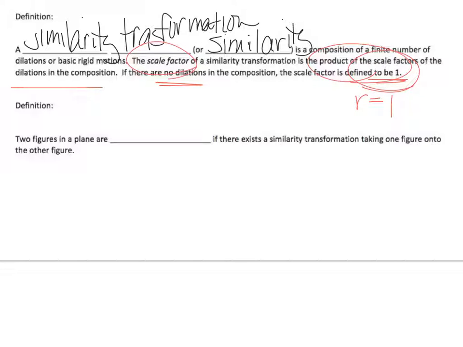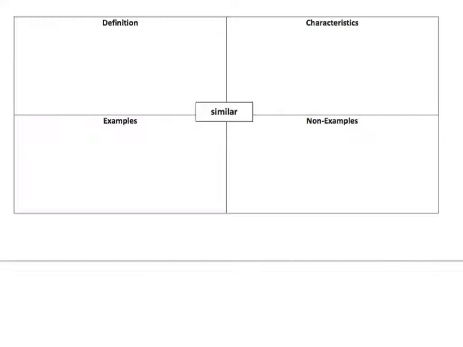Okay? To continue that, two figures in a plane are called similar if there exists a similarity transformation taking one figure onto the other. If you want to copy in your classwork, write down what we just did in the above slide for a definition.